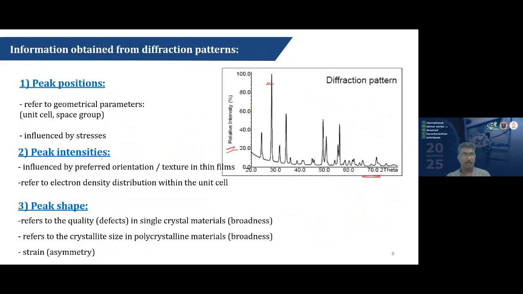The reflection intensity, the intensity of the peaks, is measured using a detector. And from the peak intensity itself, you can say that this much proportion of planes are aligned, or oriented along a particular direction. That is the significance of the intensity.